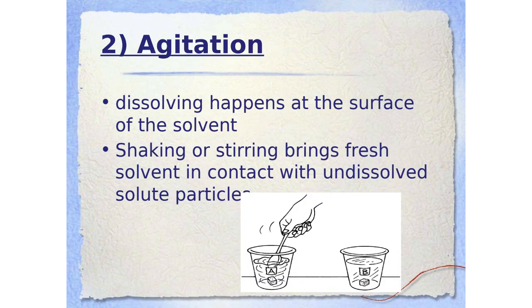Agitation is when we stir or shake up a solute-solvent solution. When we do this, we bring fresh solvent particles in contact with undissolved solute particles, and this will allow solute particles to dissolve faster.